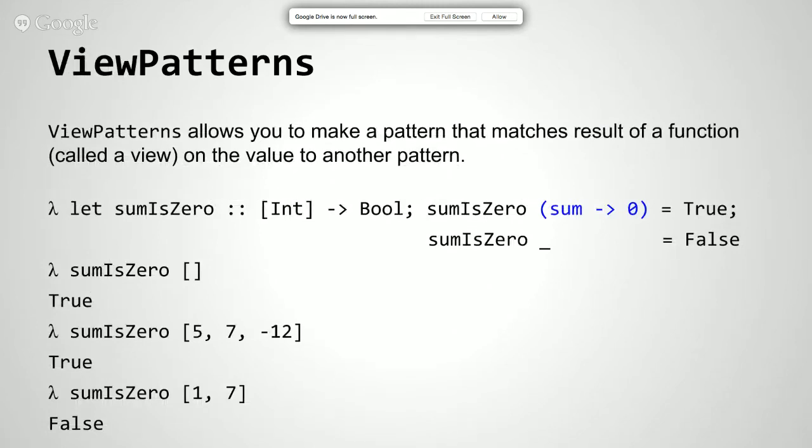ViewPatterns allows you to make a pattern that, instead of matching the top value in the case expression, matches the result of a function applied to that, and that function is called a view. So here we have a view pattern, sum to 0, where we're saying, okay, if sum applied to the argument, and that argument is a list of ints, equals 0, then we return true, otherwise we return false. So it just makes your code a little cleaner, a little nicer. This isn't really adding new capabilities to the language, it's just making it prettier.